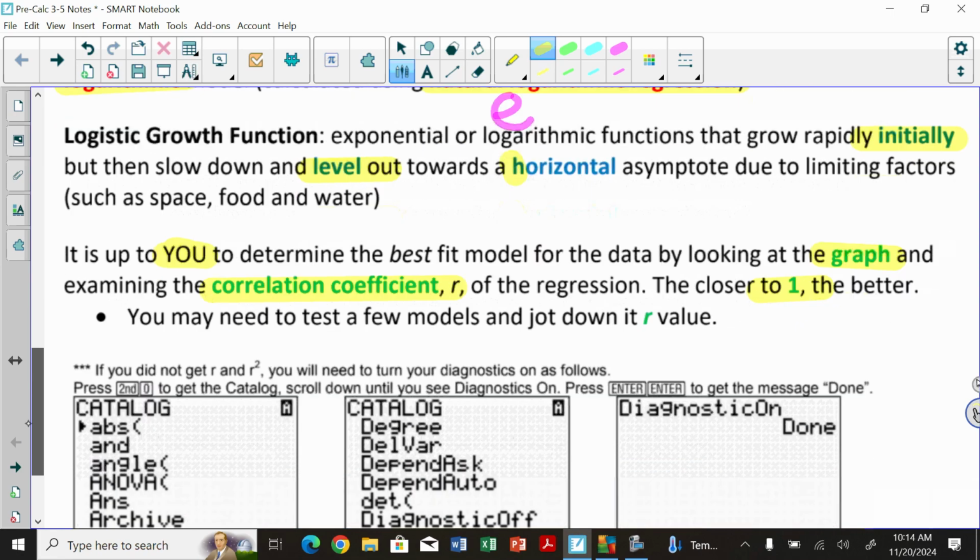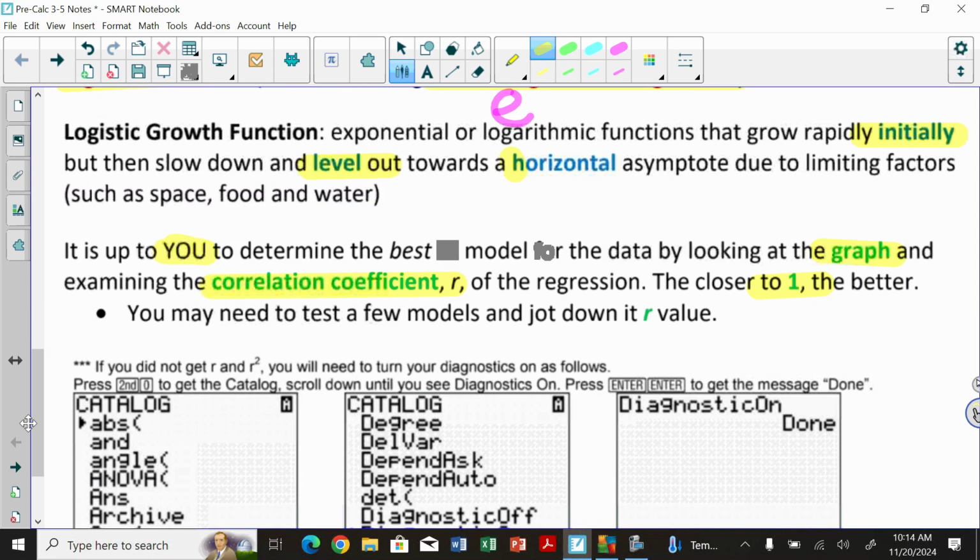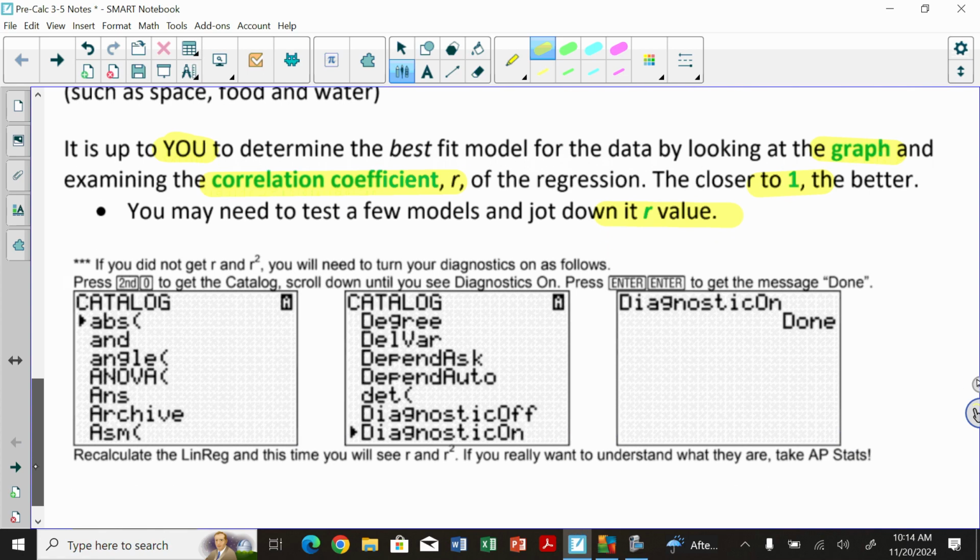If your r value was 0, it would mean that there is no correlation to the data at all, okay? So the closer to 1, the better. A lot of times it's like 0.97, 0.98, and that's r. Again, you might need to test a few models and jot down the r value and see what the best value is, how close it is, and we can look from there. Okay, a lot of things to go through here though, so let's make sure we look through it.